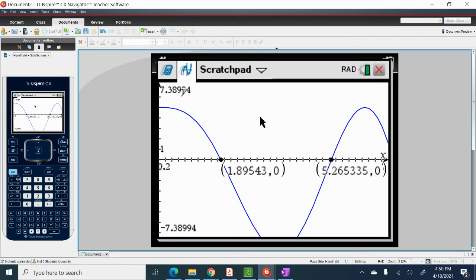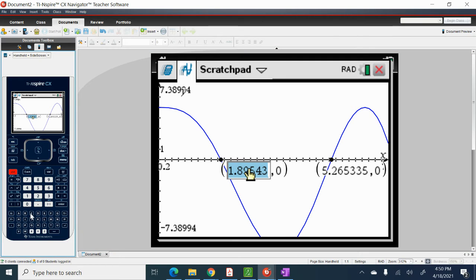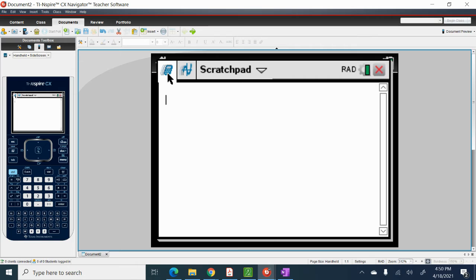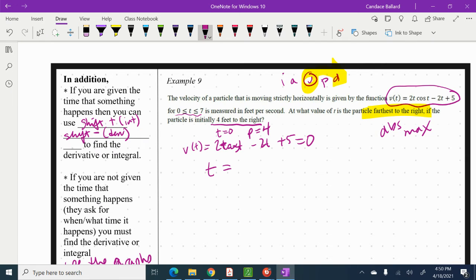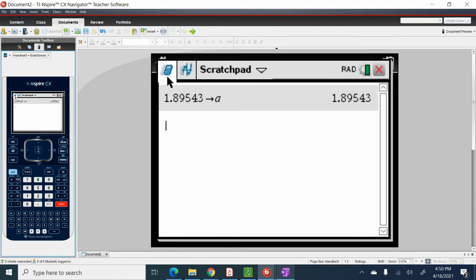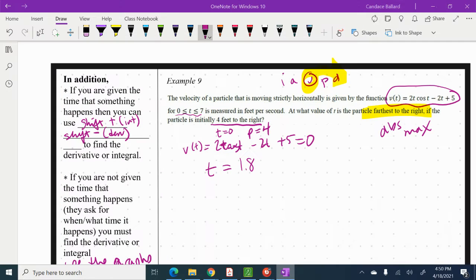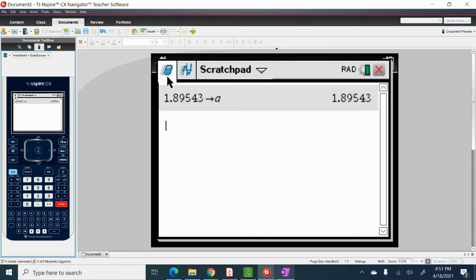Now for me, I would probably go ahead and store these values. So I'd click once, click twice, Control C. I'm going to come over here and hit Control V, and then Control var and type an A. So I know that that first value is going to be an A. So t equals 1.89543. You can also say, if you want, let A equal 1.89543. The graders would actually read that, and then you could just write A instead of that number every time you need it.